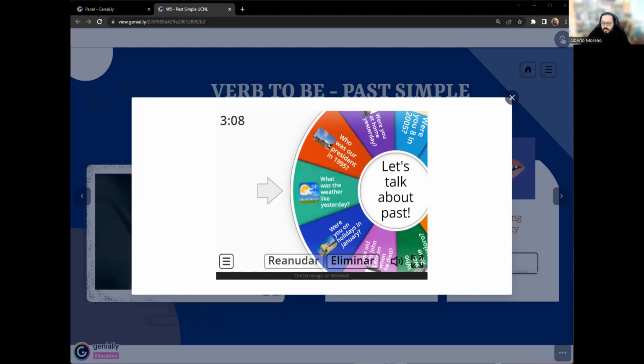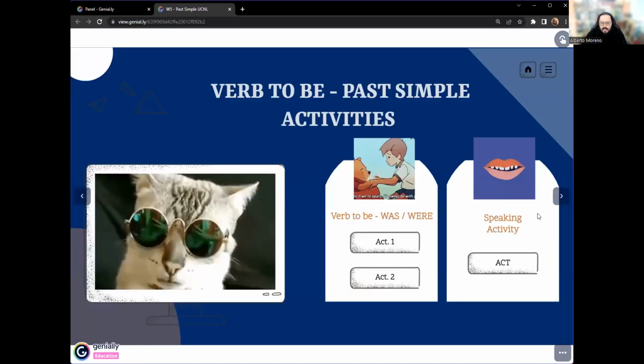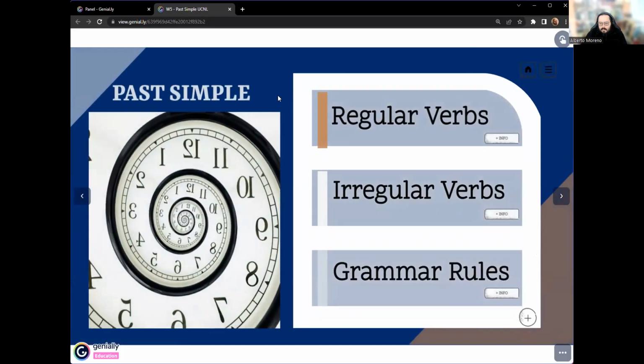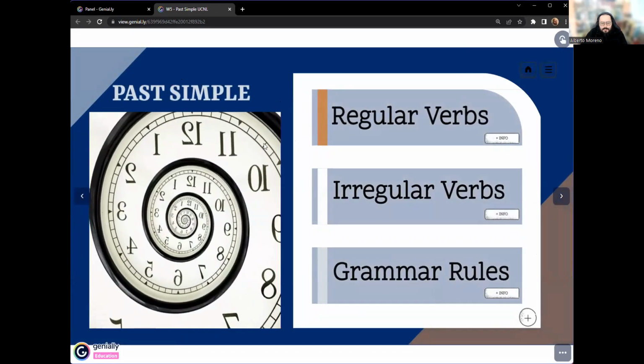No tiene micrófono. ¿Quién puede contestarlo, chicos? Voluntarios. Voluntarias. Mayra ya levantó la mano. Mayra, what was the weather like yesterday? It was cold. Very good. Thank you, Mayra. So let's continue with the next topic.